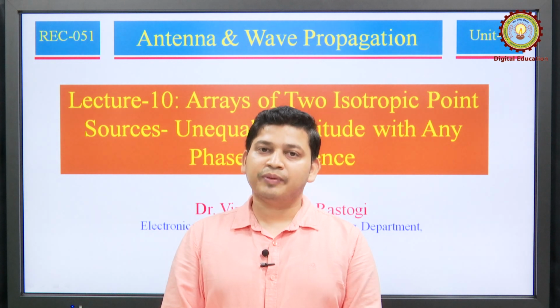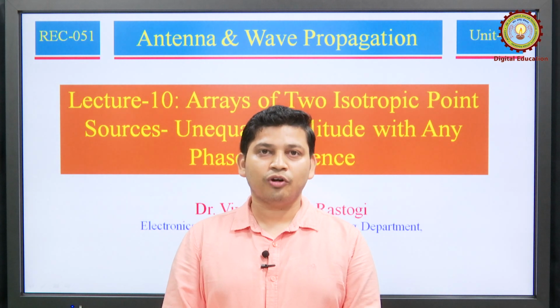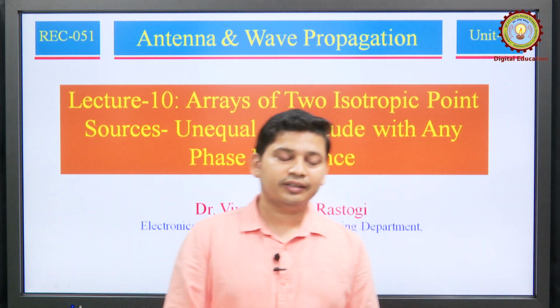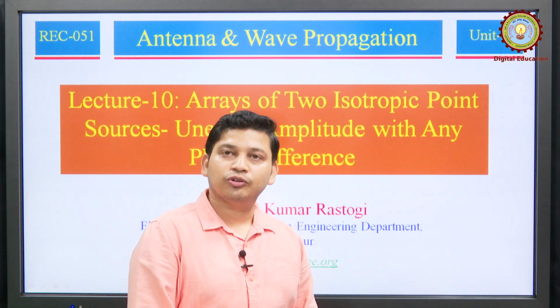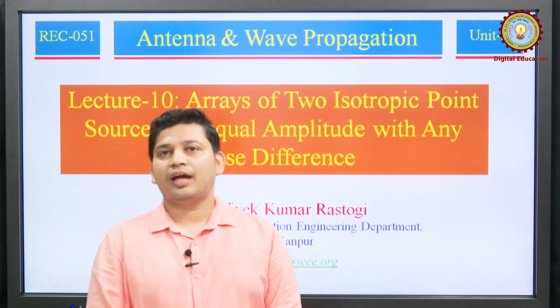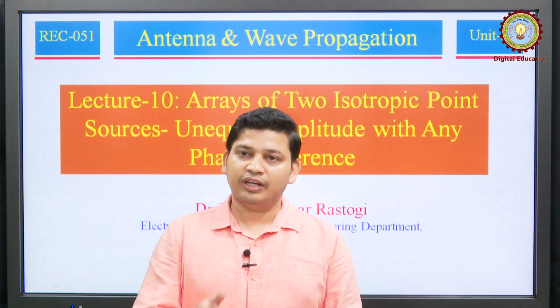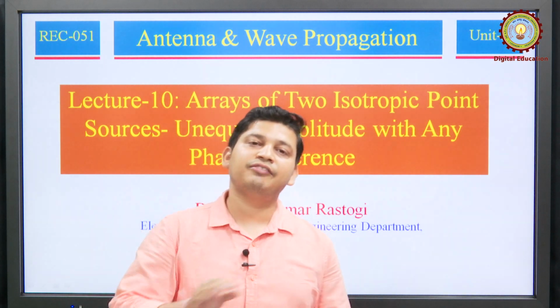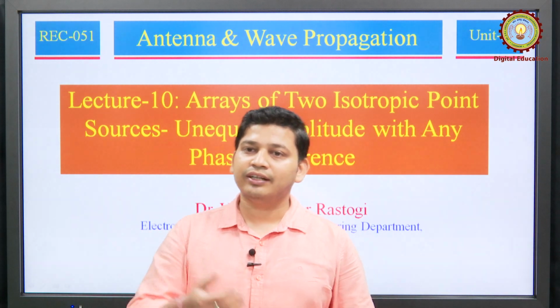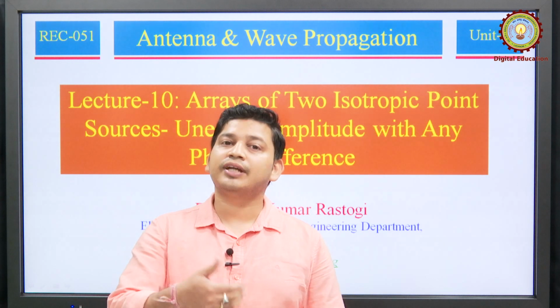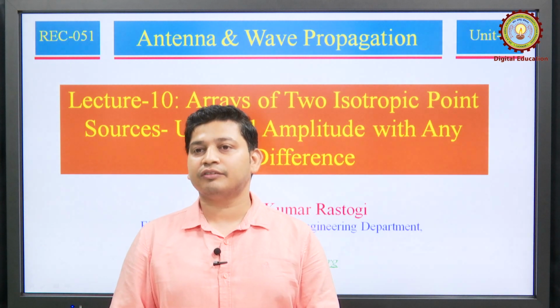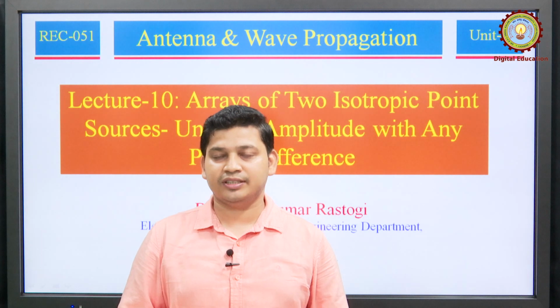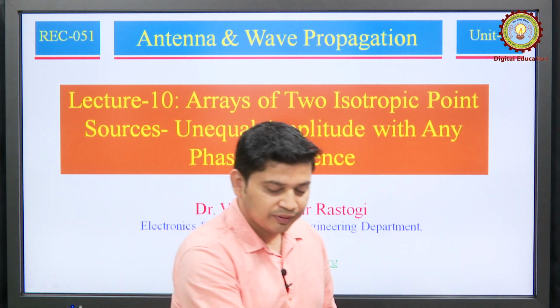In continuation of the previous topic, let us begin the next lecture, which is based on an array of two isotropic point sources having equal amplitude. We have already discussed that. Now, in this case we have visualized unequal amplitude and any phase differences. So, we can generate what type of radiation pattern it possesses with phase differences, if there are any. So, let us begin with the content.